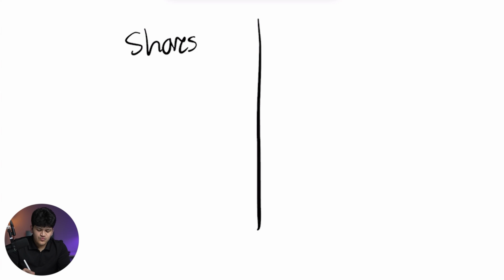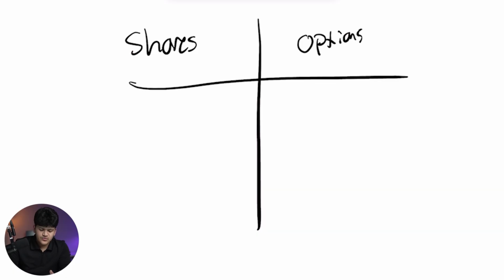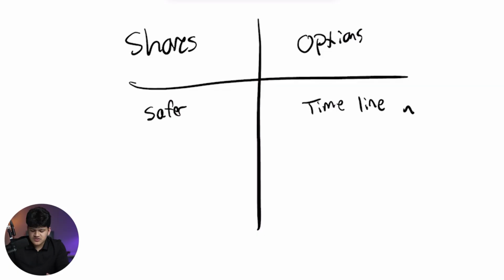Once you understand that, we're going to talk about shares and options. Now let's talk about the pros and cons. The pros here are going to be that shares are much safer, and with options you are limited on time. There's a timeline, meaning that the longer you hold an option, it starts losing its value.